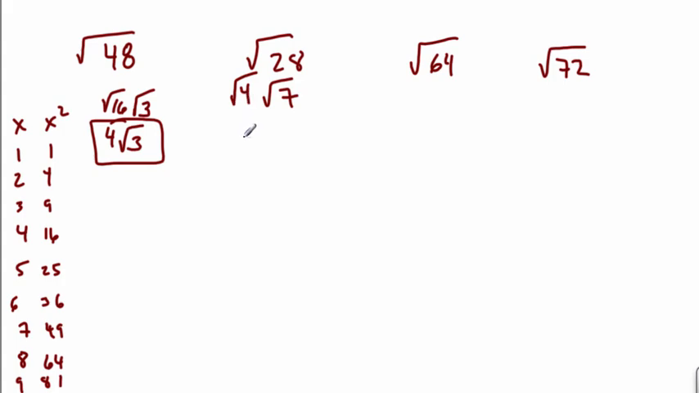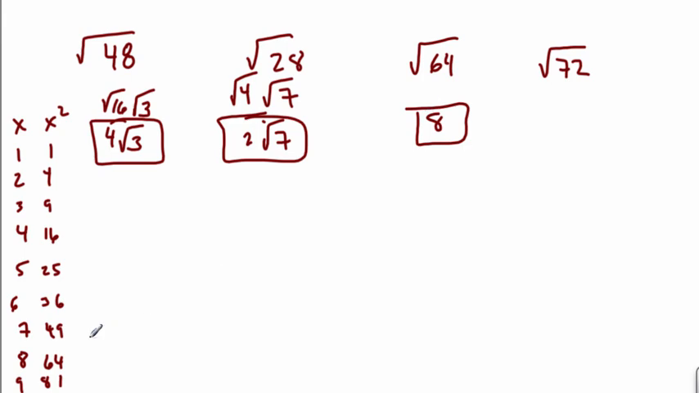So the square root of 4 is actually 2, so you get 2 square root of 7. Done with that one. Okay, how about the square root of 64? Well, we find that is a perfect square, so we're just going to write 8 for that one. Done, because it's a perfect square. We're done. All right, so then the last one, the square root of 72.